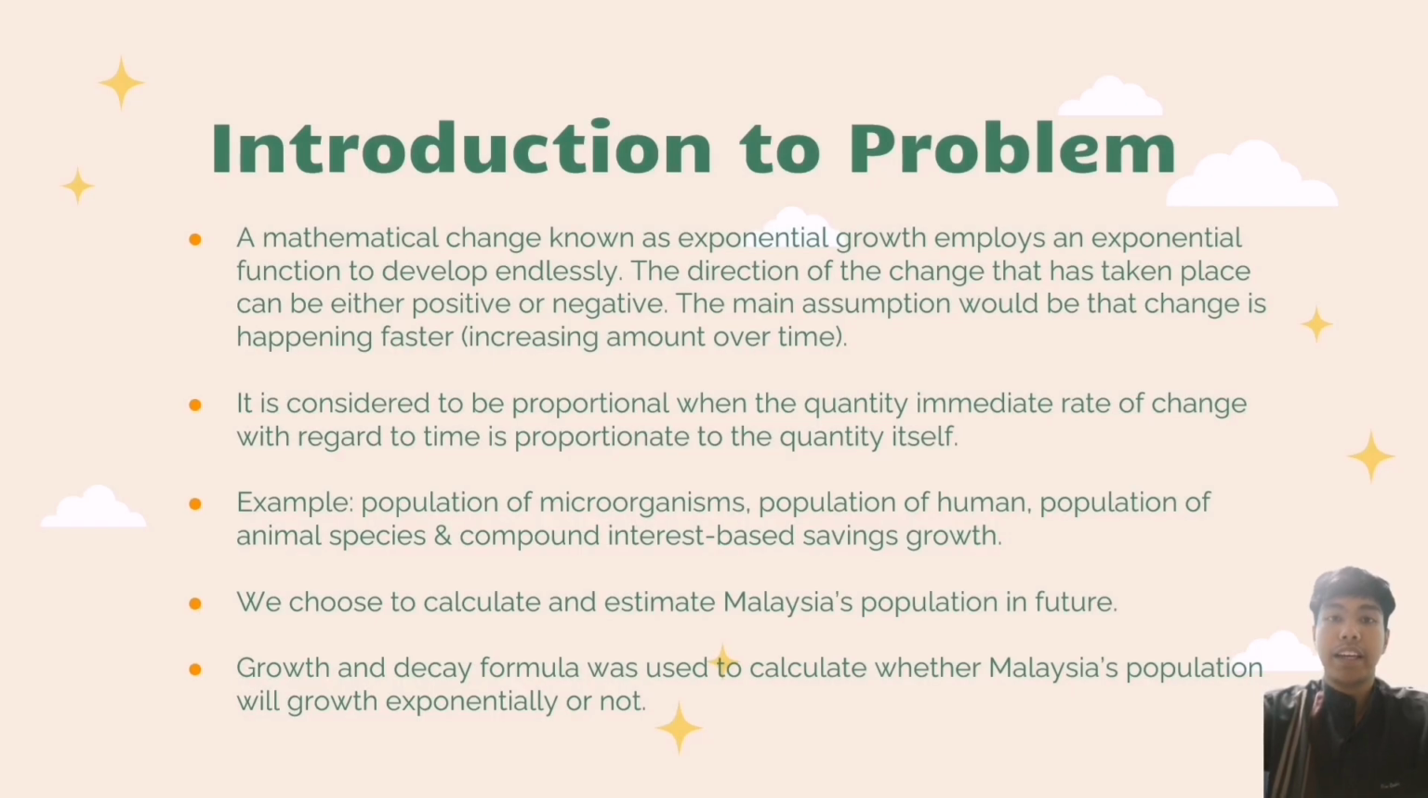In mathematics, an exponential function is used to create an indefinite growth process called exponential growth. Positive or negative changes can be made depending on their direction. The primary presumption is that changes occur more quickly as the amount increases over time. When the amount's immediate rate of change with respect to time is equivalent to the quantity itself, the relationship is said to be proportional. For instance, the growth in the population of compound interest-based savings, humans, animals, and microspecies.